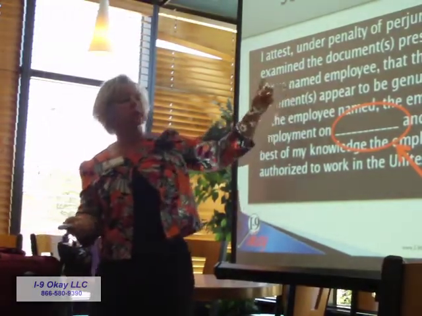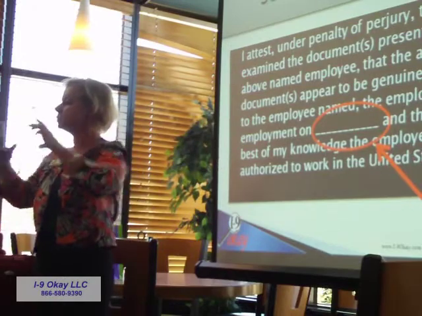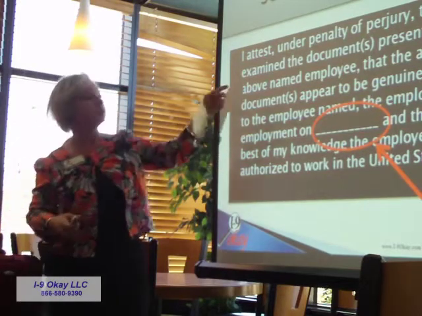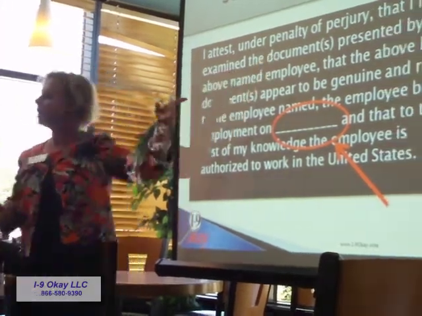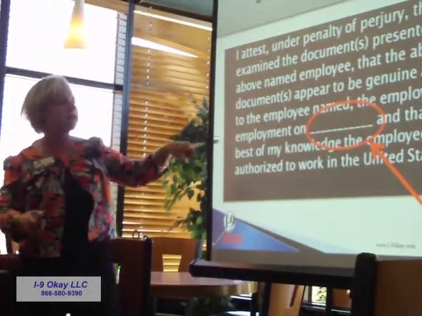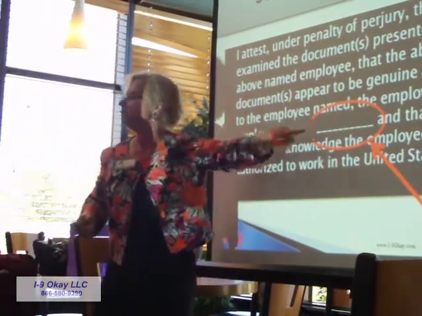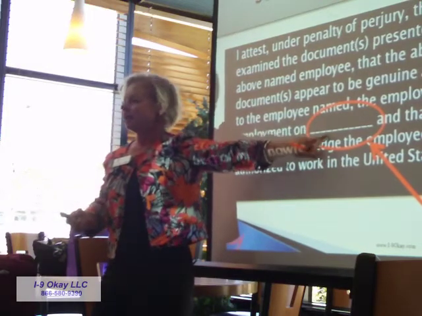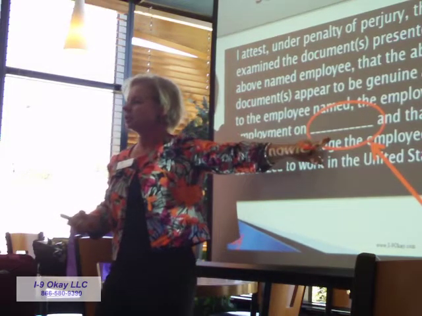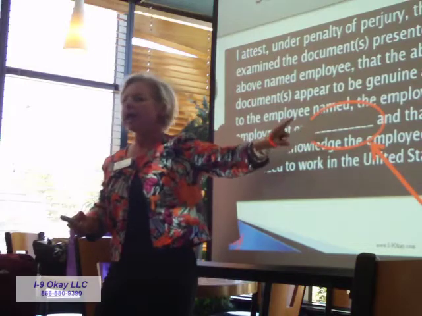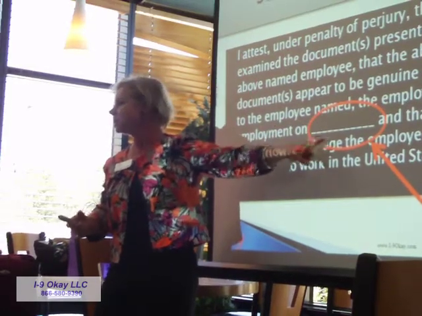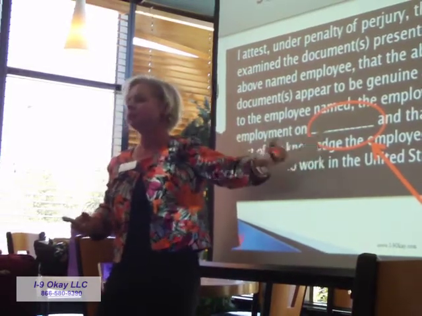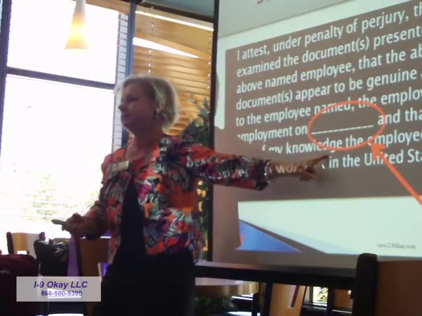In Section 2, right above where you sign, there's this paragraph. And the paragraph reads, I attest under penalty of perjury that I have done all of these things, and that I hired this person on this date. That's hiding in the paragraph above your signature. I would say 85 to 90% of the forms I audit, there is no date on that line. Or it's the current date.